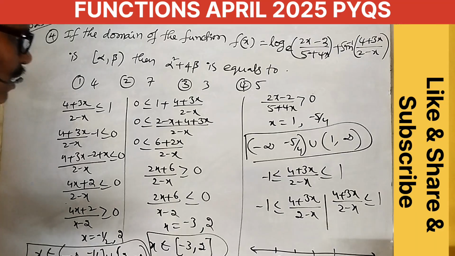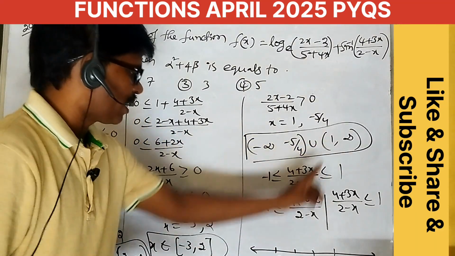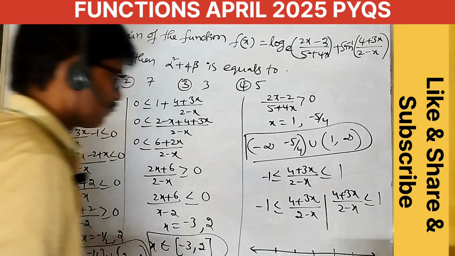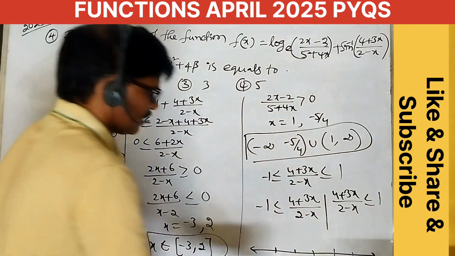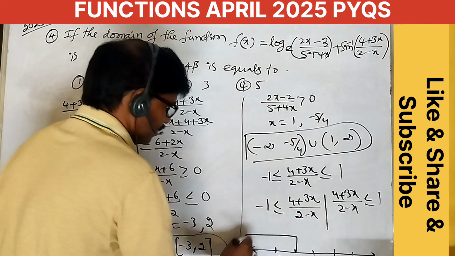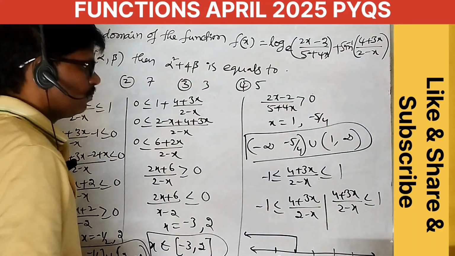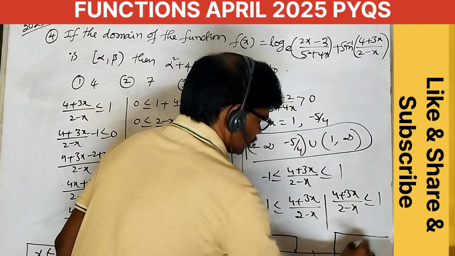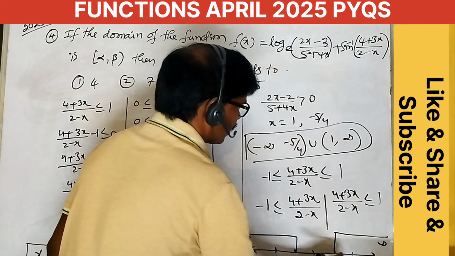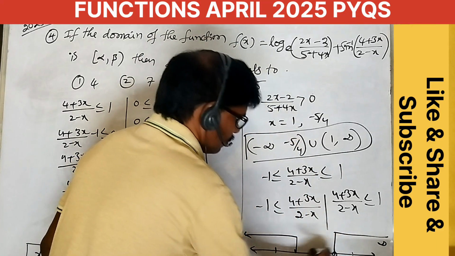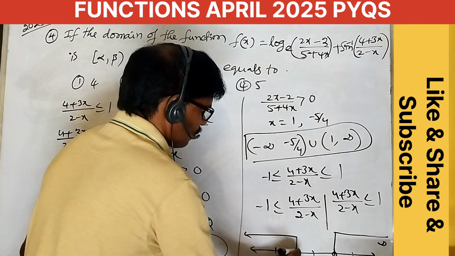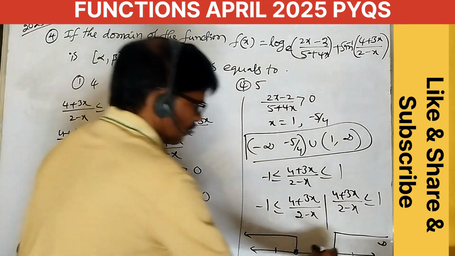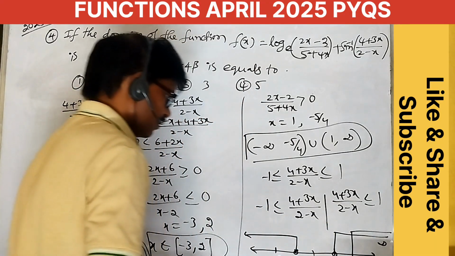All are here. Minus 5 by 4 to minus infinity, and next 1 to positive infinity. This is an open circle, and the 5 by 4 is also an open circle. Next, 2 to infinity, this is also 2 to infinity.